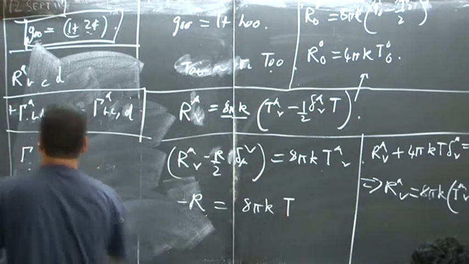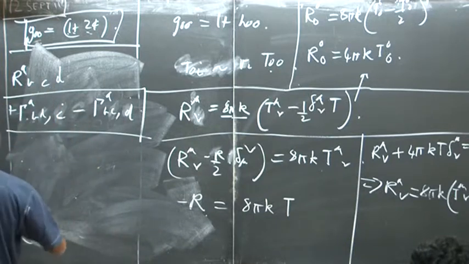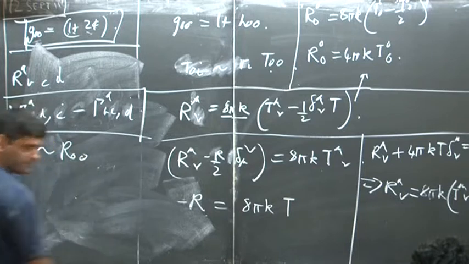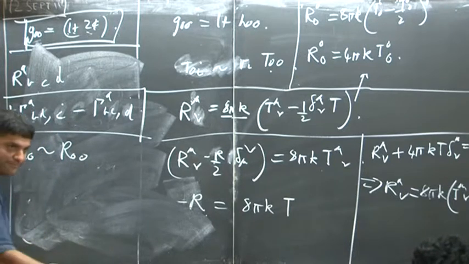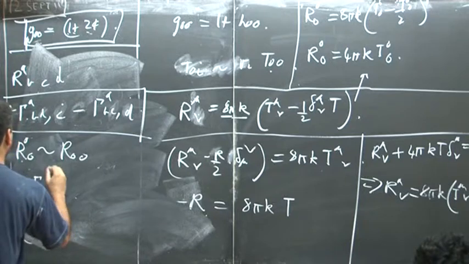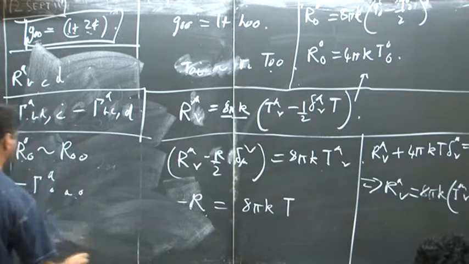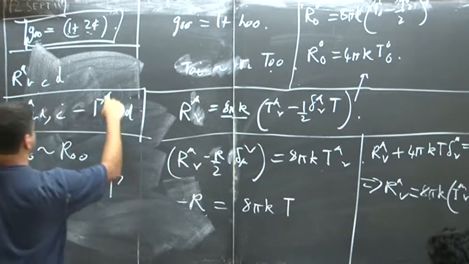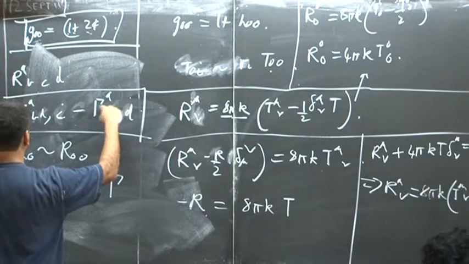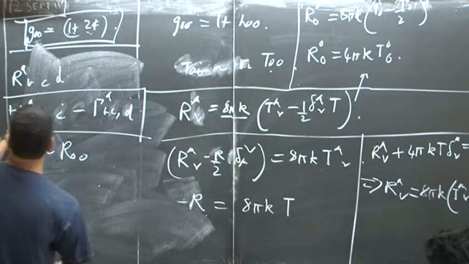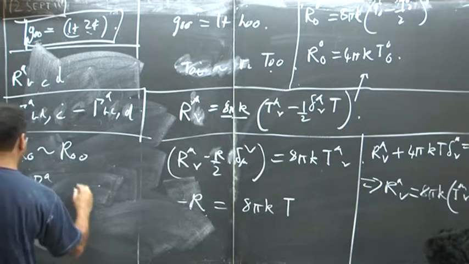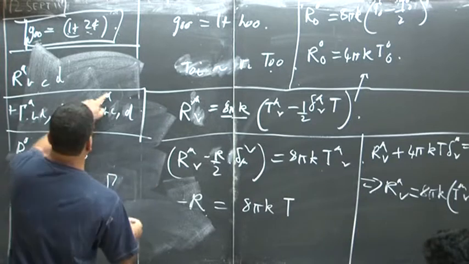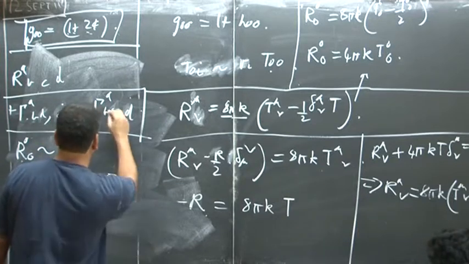So let me be more systematic. R00, which is the same as R00 to the order in which we're working, is equal to gamma A A 0 0 minus gamma. First and third, A and C. Sorry, I did this wrong. Gamma A 0 0 minus gamma A 0 0.